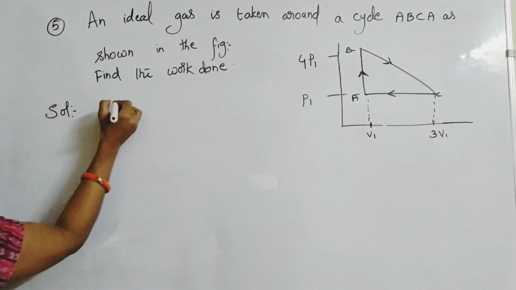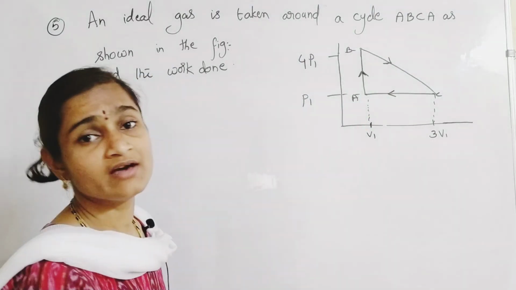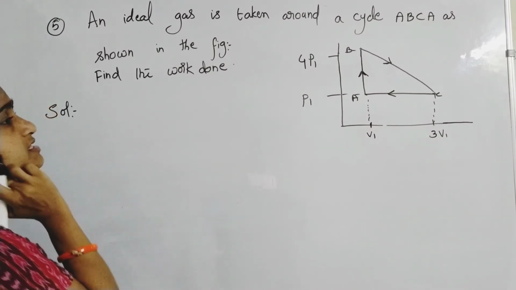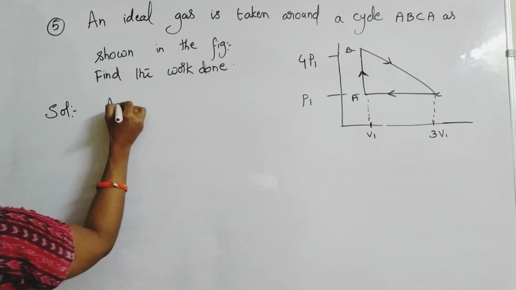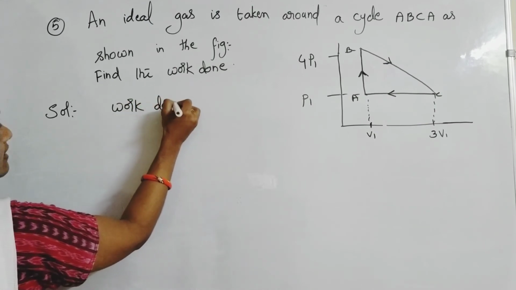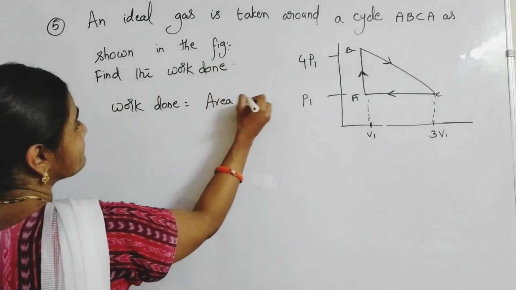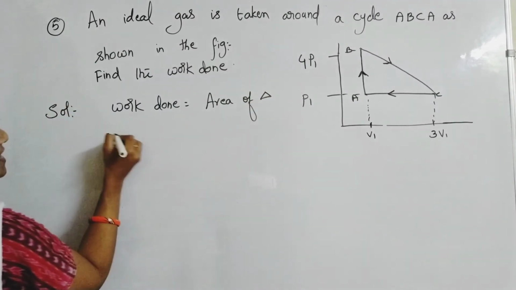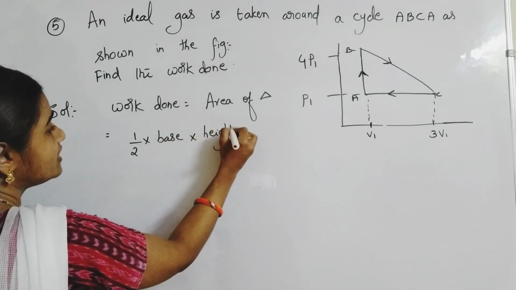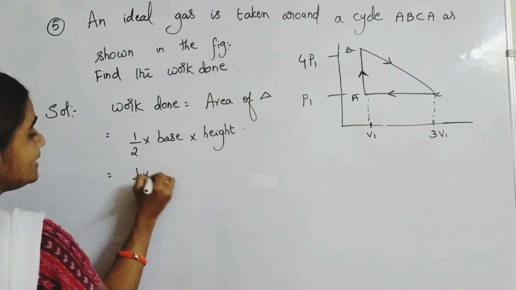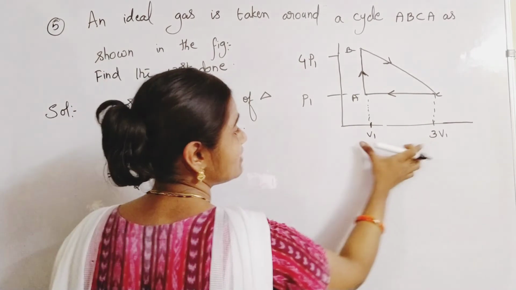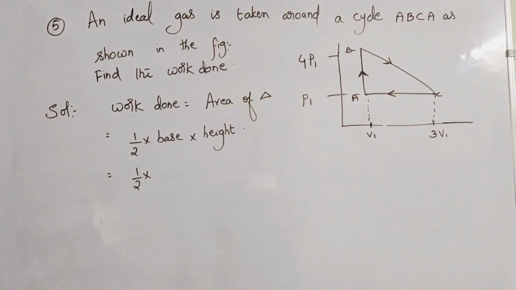Okay, so for a cyclic process, the area of the shaded region, we have learnt. Work done is equal to the area of the triangle. So what is the area of the triangle? Half into base into height. Half into base, which is the change in volume, 3V1 minus V1 will give you the base.